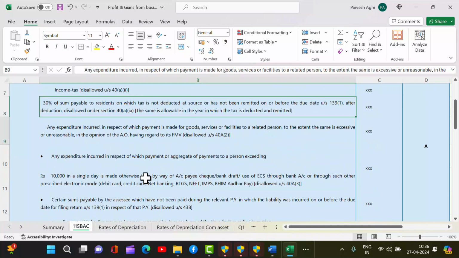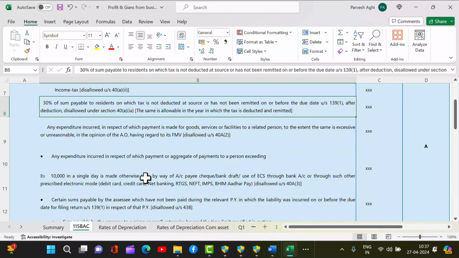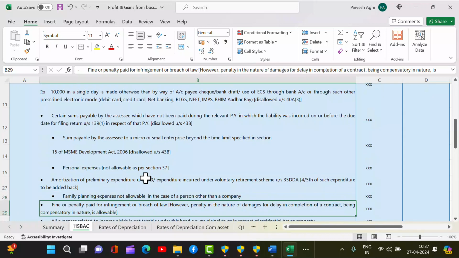Okay, this one. If we have paid an excessive amount to a related person, then we have to add that back. Okay, yeah, absolutely. And this one, the tax deduction at source. For example, TDS has not been deducted from the person's salary or from the person's income, and then 30% of that amount will be disallowed. Okay, fine. So we have covered this. I think most of you remember.